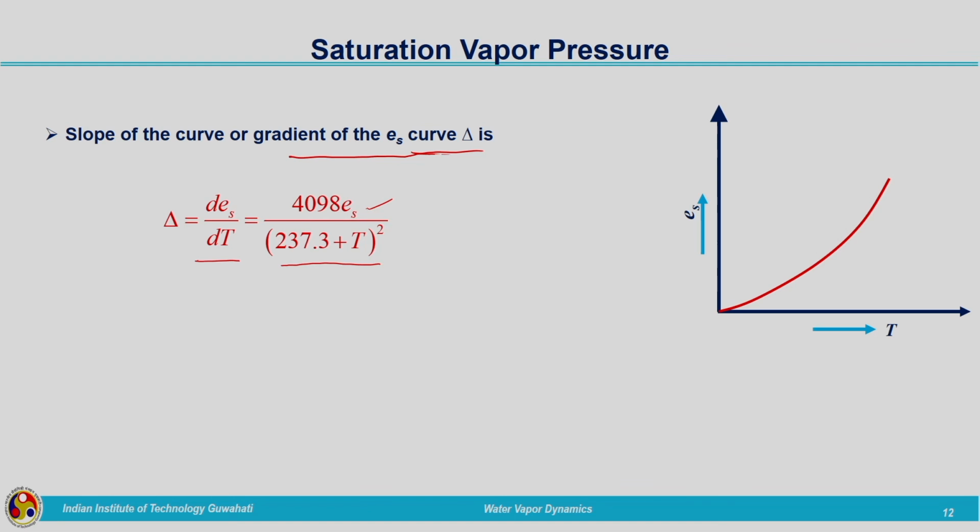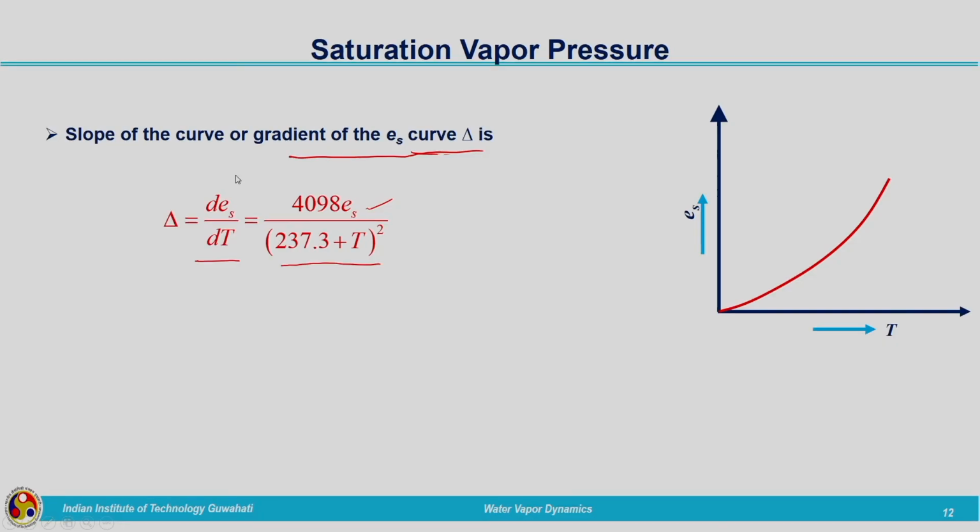This delta term as of now we will not be using, but this term is required when we talk about evaporation, when we derive the expression for evaporation. So how this delta is coming, you need not worry. This is the expression for the gradient or slope of the saturation vapor pressure curve. Delta is in pascals per degree Celsius.